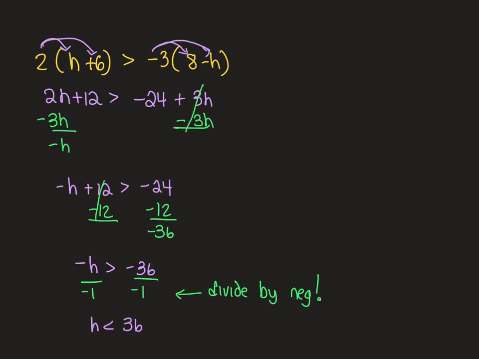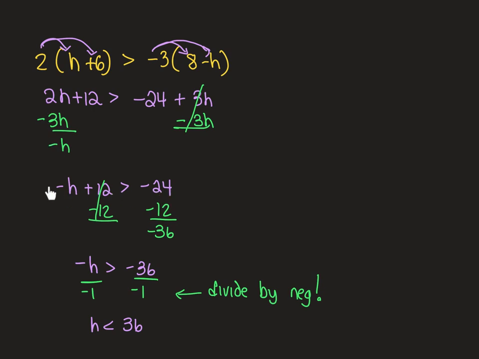The final answer was h is less than 36. So my first step was to distribute. That's how I get 2h plus 12. Negative 3 times a positive 8 is a negative 24, but a negative times a negative is a positive, so plus 3h. Then my green step is to subtract the 3h because I like all my letters on the left. That ended up with negative 1h.